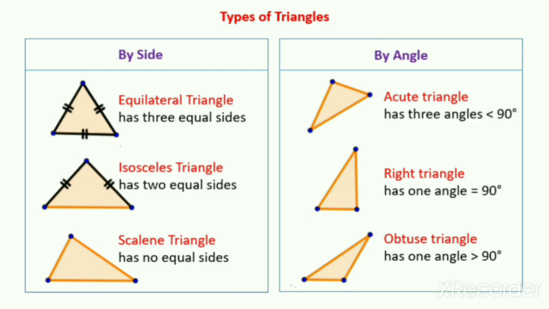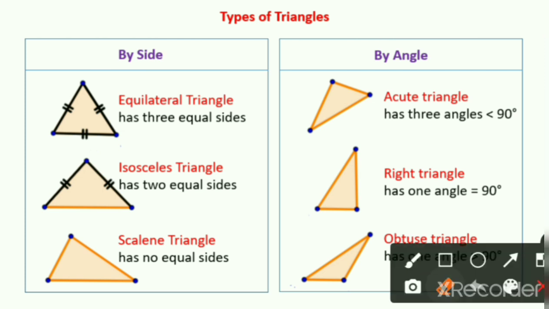Next topic we are going to say is triangles. We are going to classify triangles. We can classify triangles based on two things: by their side or by their angle. Let us see each one separately. First let us see how we can classify them by side. By side we can classify them as equilateral triangle, isosceles triangle, scalene triangle.